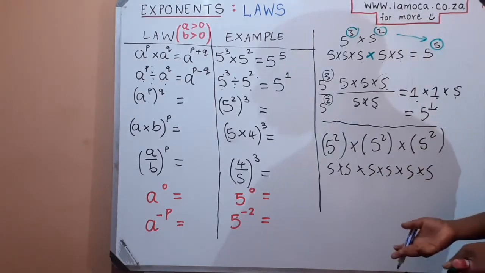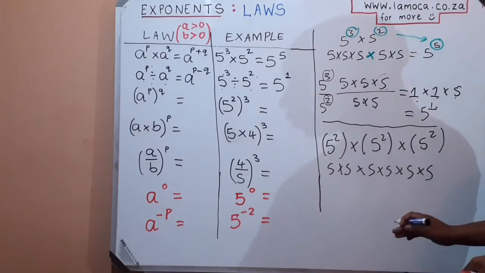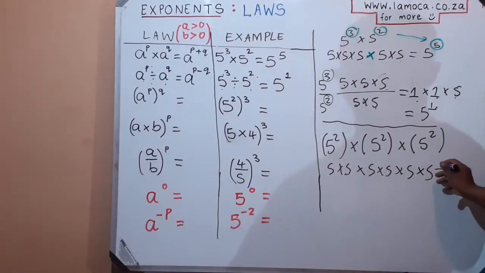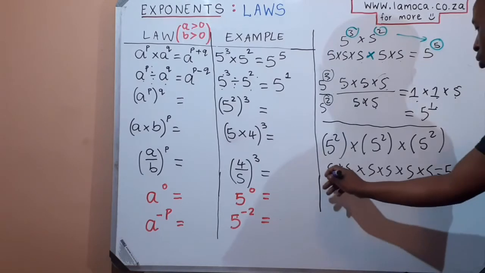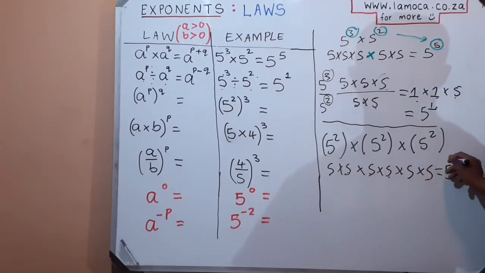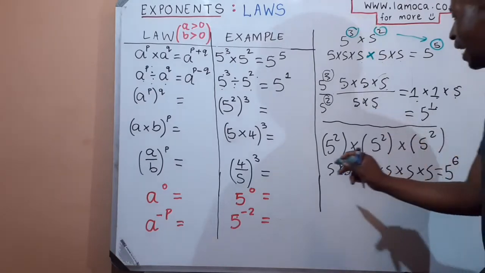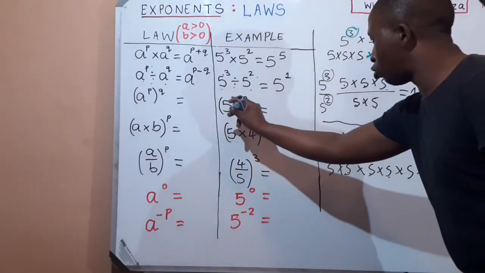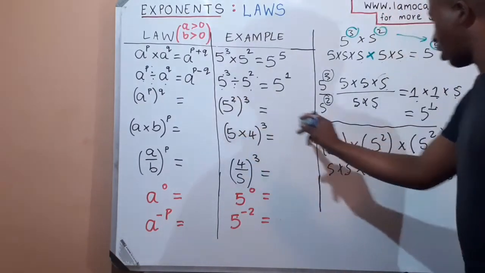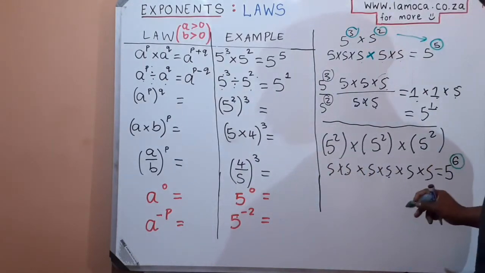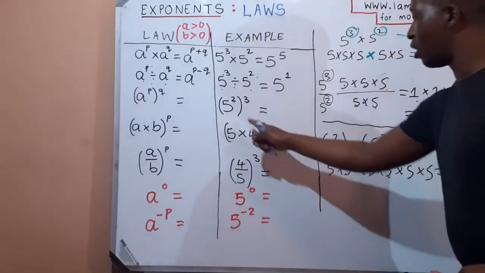So how many 5s are being multiplied here? This is repeated multiplication of 5s, which we can count as 5 to the power of 1, 2, 3, 4, 5, 6. So this is going to be 5 to the power of 6. Once more, how can I get that exponent 2 and that exponent 3 to give me an exponent of 6? You'll agree with me, that just means 2 times 3.